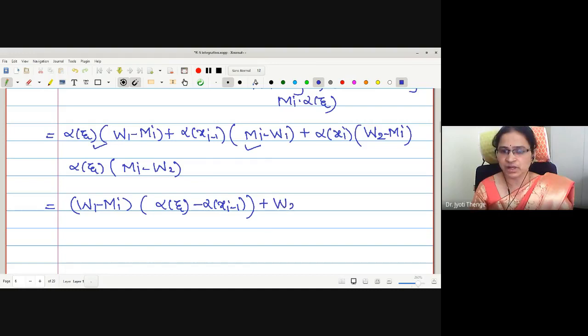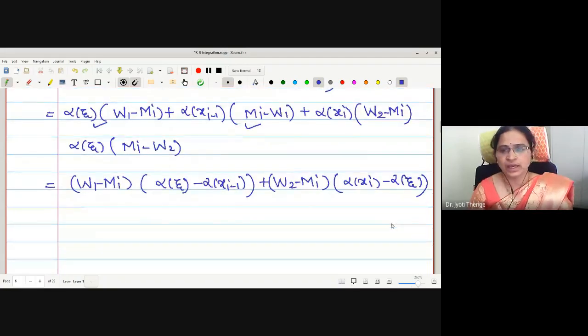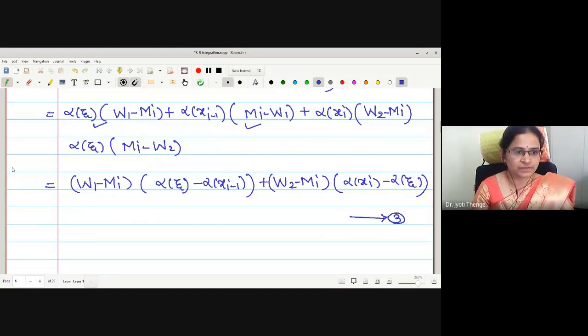And if I collect similarly W2 minus mi, if I take the coefficient W2 minus mi, we get alpha xi minus alpha zeta. Good, alpha xi minus alpha zeta. Okay, and let me call this my third equation. What is the left hand side? Don't forget, UP star F alpha minus UP F alpha.